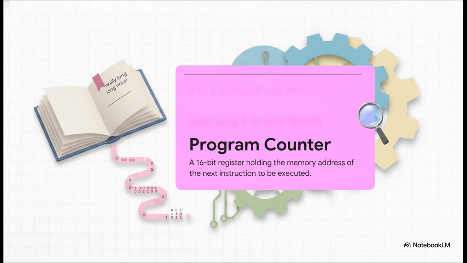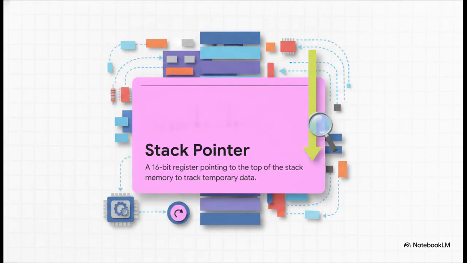Then we have the program counter. Think of this one like a bookmark in a really long novel, constantly keeping your place so the processor knows exactly what line of code to read next. Because it holds a memory address and the 8085 uses a 16-bit address bus, the program counter itself absolutely must be a 16-bit register. Similarly, the stack pointer is another 16-bit register.